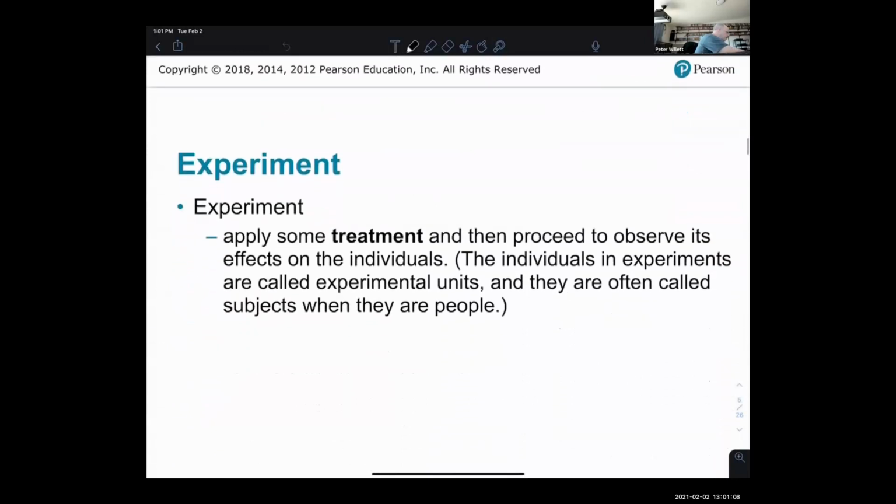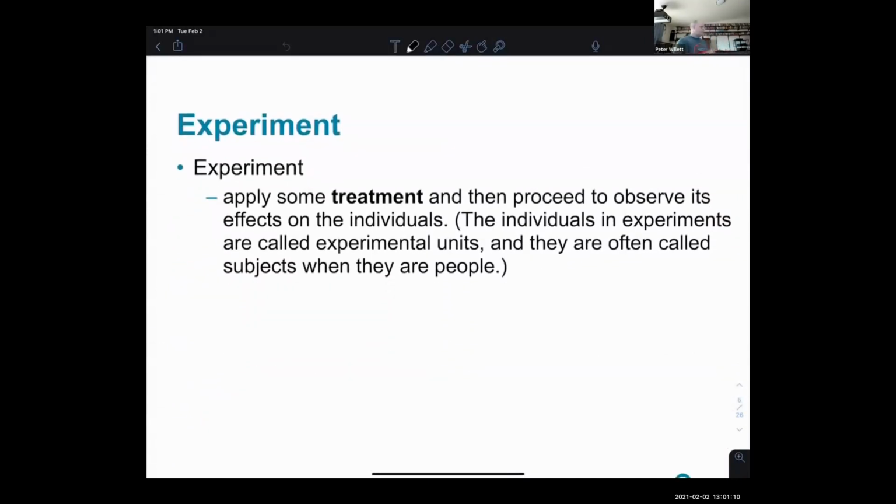So first, an experiment. An experiment is where we apply some treatment and then proceed to observe its effects on the individuals. The individuals in experiments are called experimental units, and they are often called subjects when they are people. So it might not be people. It might be that you are doing a treatment on some physical object to see the effect of the treatment.